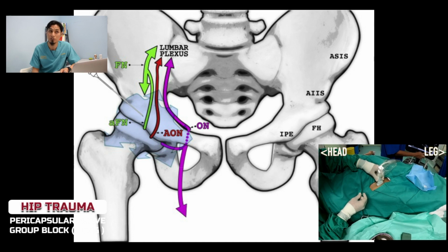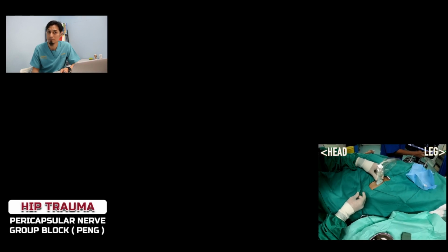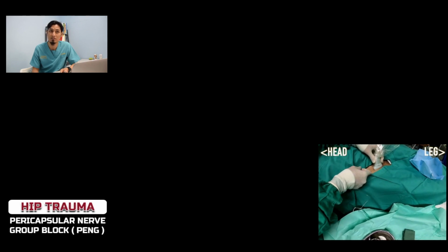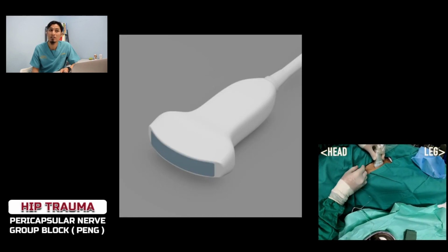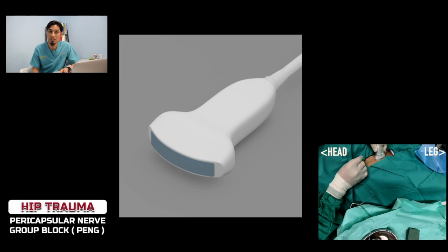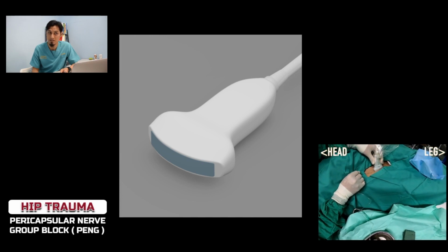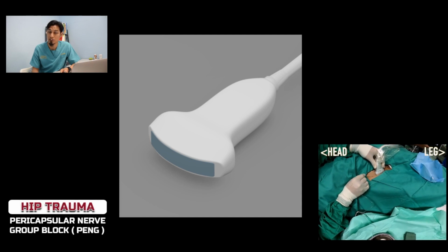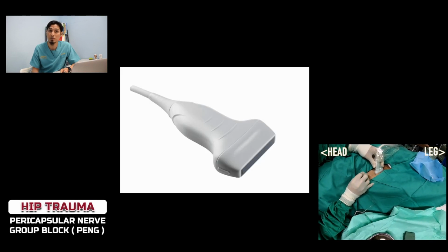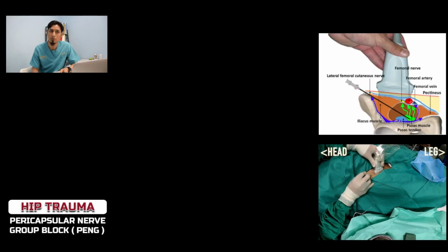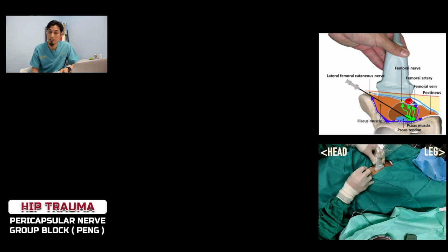There are two approaches to perform PENG block. First approach is using low frequency curvilinear transducer over the anterior inferior iliac spine in the transverse plane towards pubic symphysis. Second approach is using high frequency linear transducer along the inguinal ligament. In this video, we will show you the second approach.